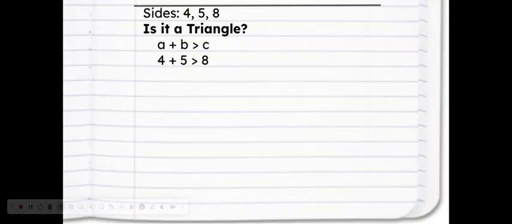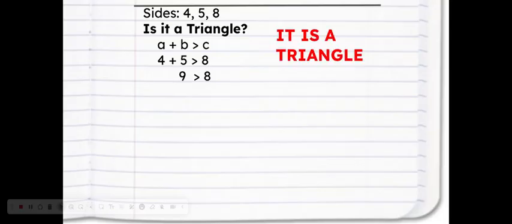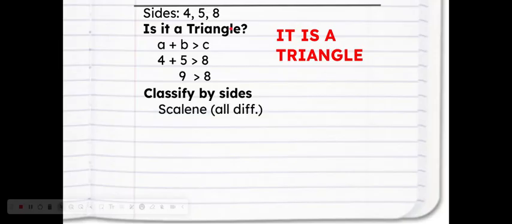Now here's another example, 4, 5, and 8. Again, is it a triangle first? A plus B, is it greater than C? Again, I plug in my two smaller sides, add them. Is that greater than the largest side? So 9, is it greater than 8? Yes, it is a triangle. So now I can classify it by sides. I'm again given the side lengths, and I know they're all different side lengths, so that is scalene.